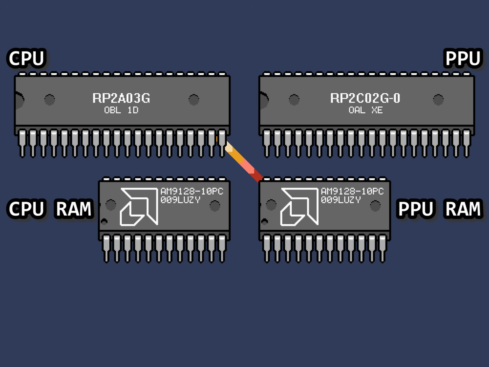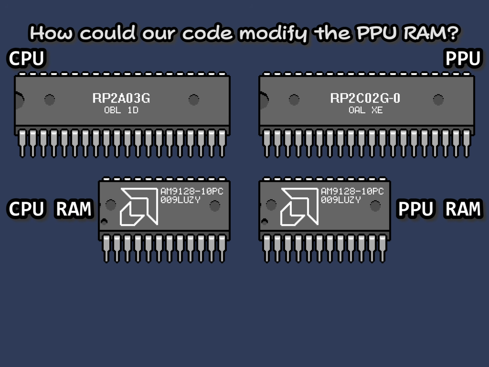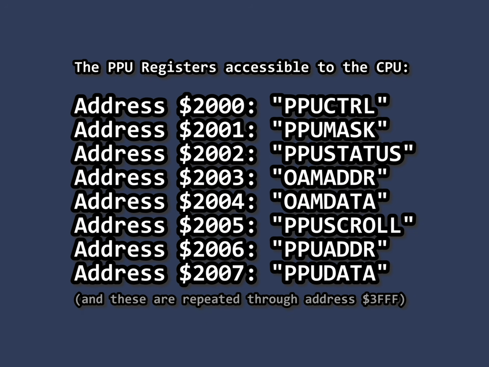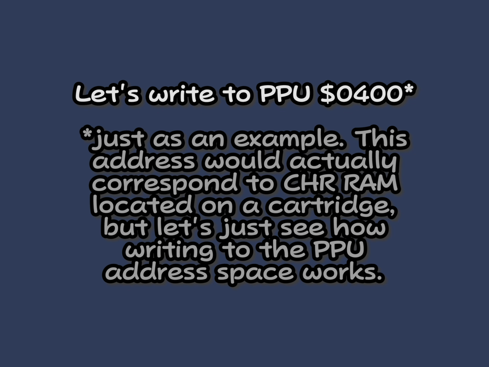The CPU of the console is not directly connected to the picture processing unit's VRAM. Which begs the question, how could our code modify the VRAM? This is where the PPU registers come in. Essentially, there are dedicated addresses that the CPU can access in order to interact with the picture processing unit. Let's say we want to write to VRAM address 400.